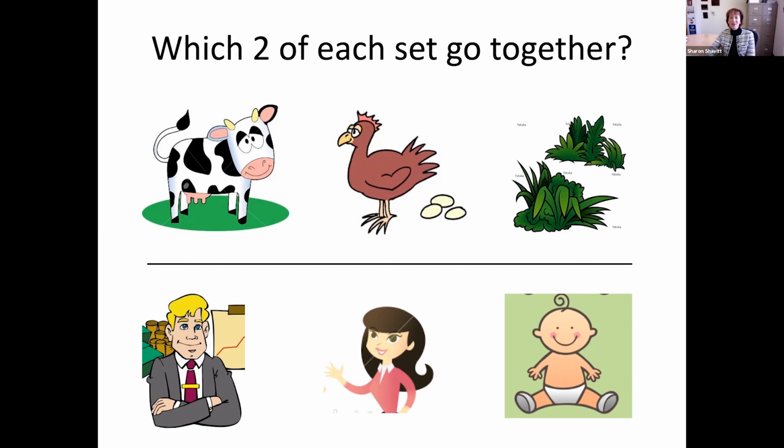So I'm seeing several answers roll in. This is great. Take another 2 seconds. So everyone who has answered said that the animals go together, the barnyard animals, the cow and the chicken. Okay, let's go to the next line, below the black line. Which two in this row go together?